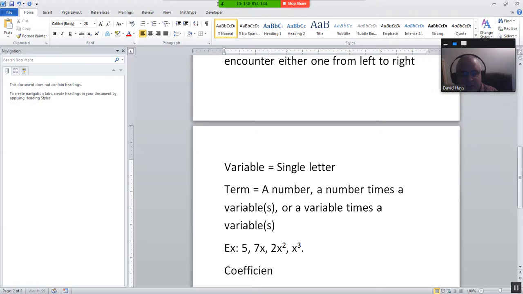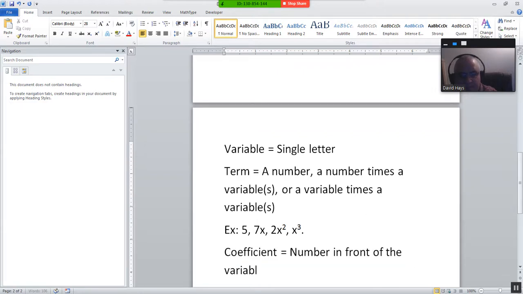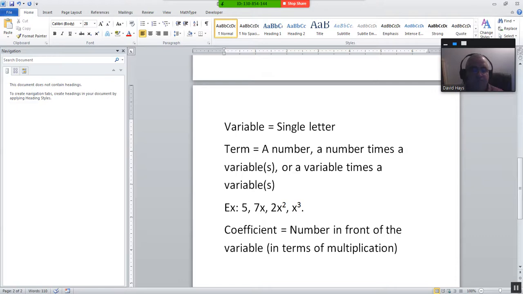Now we have coefficients. Your coefficient is the number in front of the variable in terms of multiplication. Example. The x to the third, back up here in our examples, the coefficient there is 1. The 2x squared, our coefficient is 2. The 7x, our coefficient is 7. And as weird as it seems, the coefficient of 5 is 5.